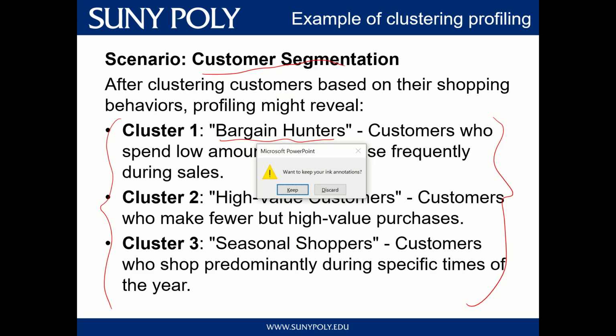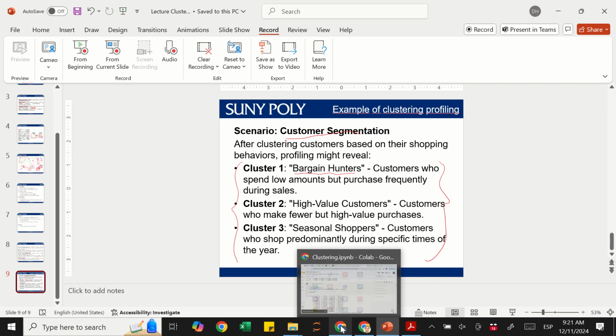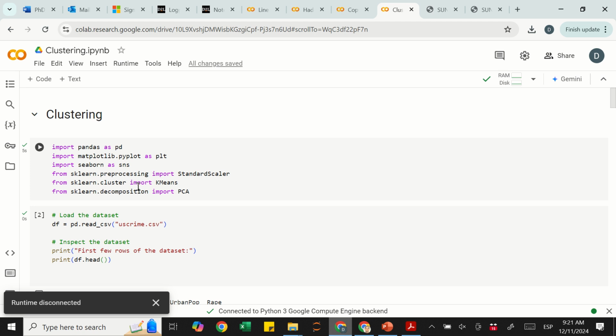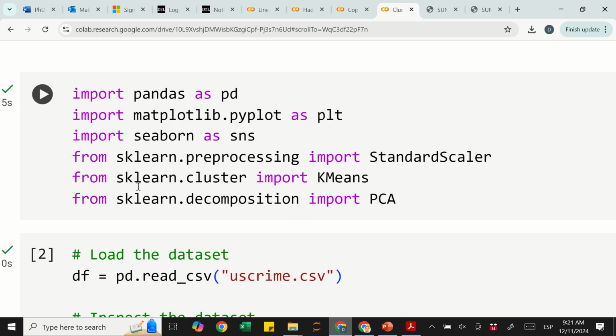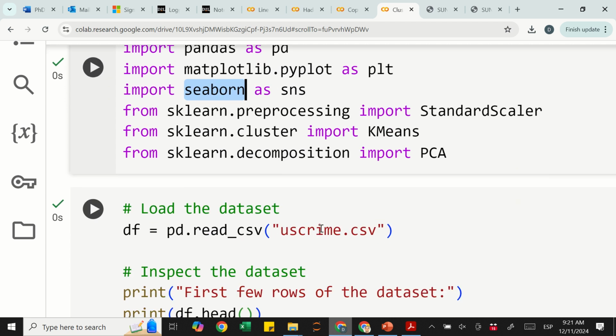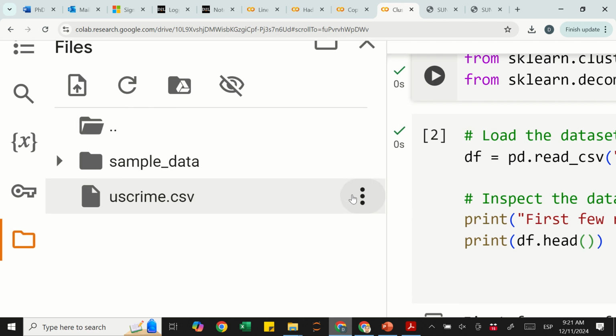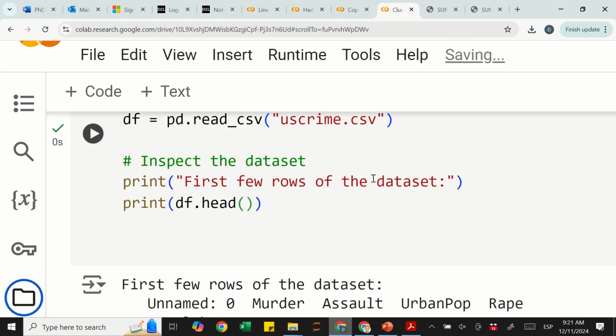Okay, so let's go to Colab, to Google Colab, so we can go over the code. In this file, we have most of the libraries that we have used before: pandas, matplotlib, seaborn, scikit-learn. Remember that we have used scikit-learn for regression analysis, classification, and now for clustering. We read our data, US crime. This is our data. I will show you what this is about.